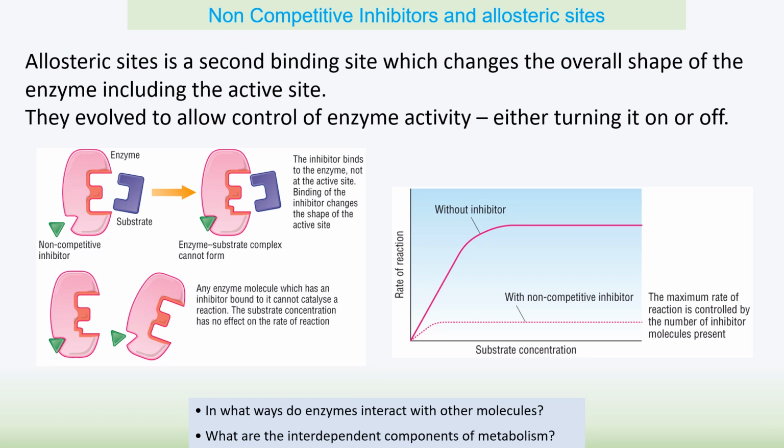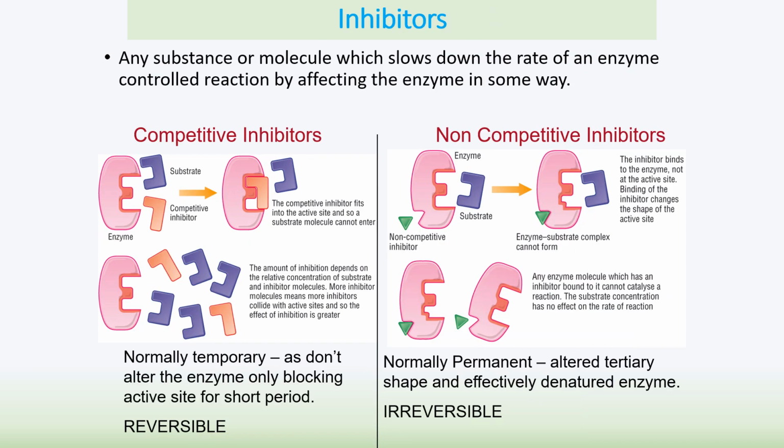An allosteric site is a second binding site changing the overall shape of the enzyme. They have evolved to allow the control of enzyme activity, so they can be reversed, and they can turn an enzyme on or off within a living organism. You just need to know an inhibitor is any substance that can slow down the rate of an enzyme-controlled reaction in some way. Often competitive inhibitors are reversible, though not always, but non-competitive inhibitors are sometimes irreversible. I would say ignore that line there saying that they are normally permanent. They can be permanent as a result.